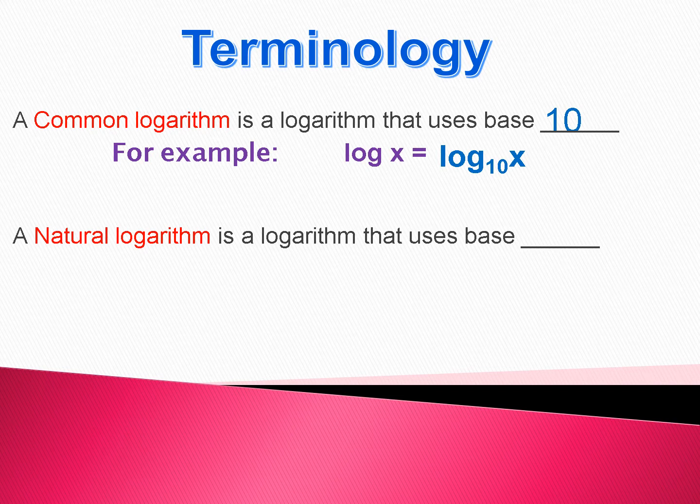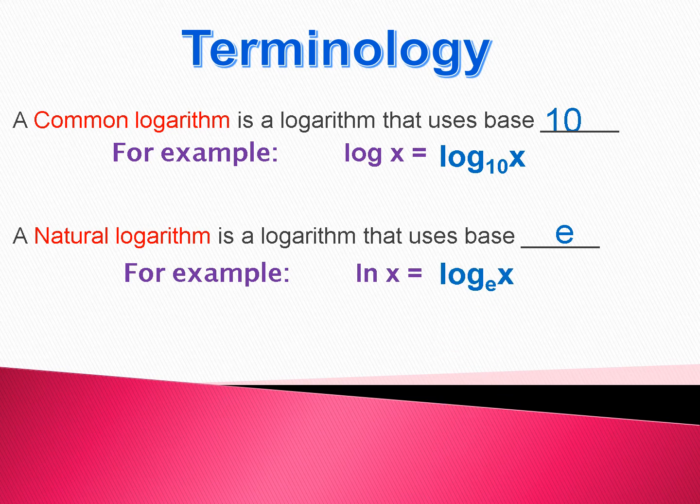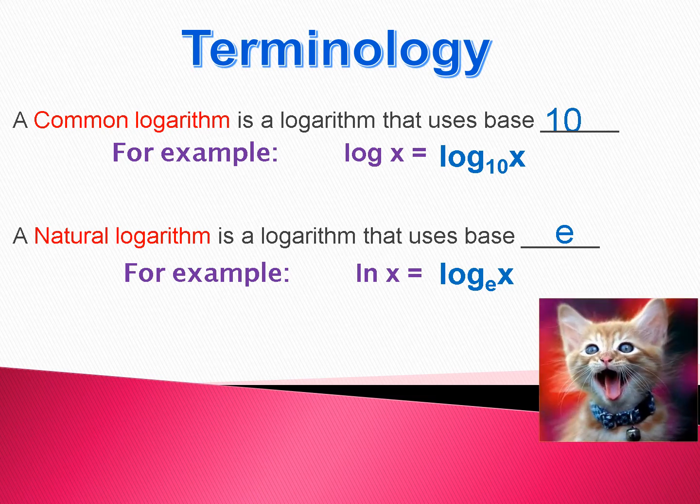We're also going to talk about a natural log. A natural logarithm is a logarithm that uses base e. So anytime you see ln of x, that's equivalent to log base e of x. Now, log base e of x is not that pretty, so we prefer that you use ln of x. Instead of log base e, we want you to say ln of x. It's a more proper form.